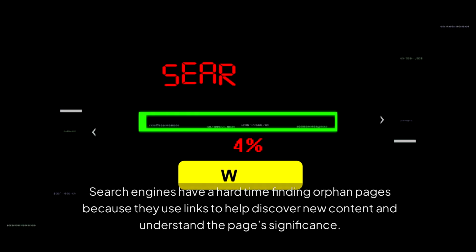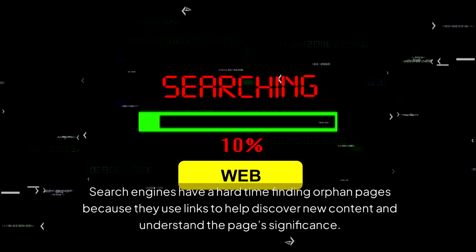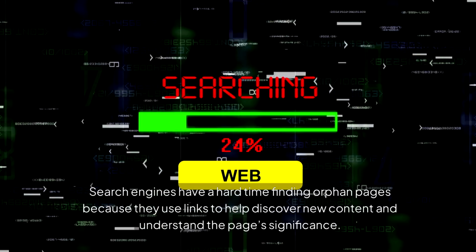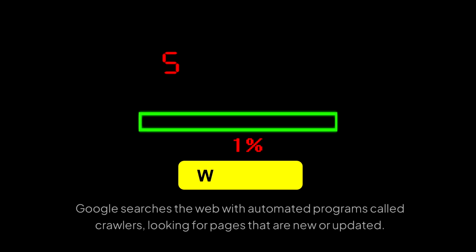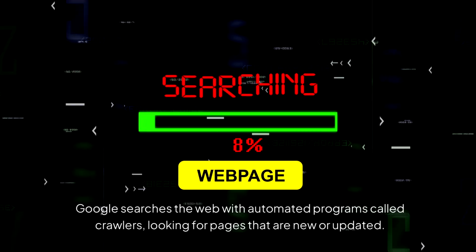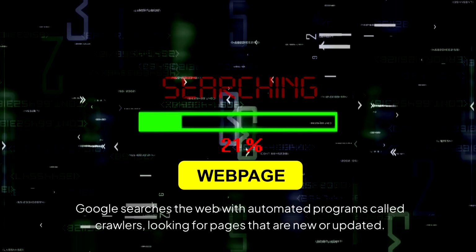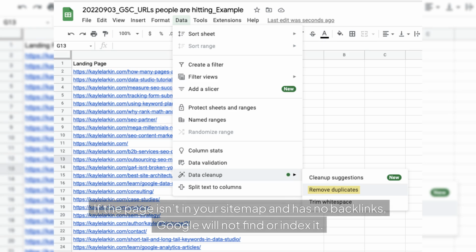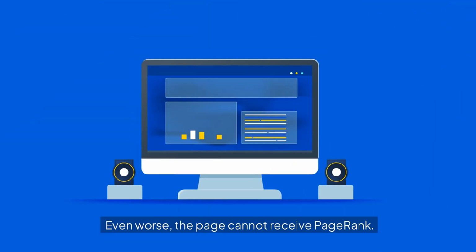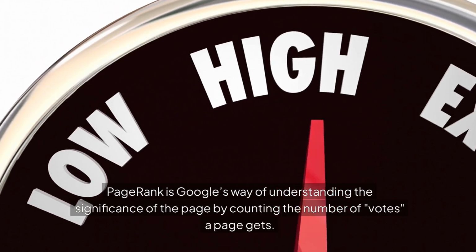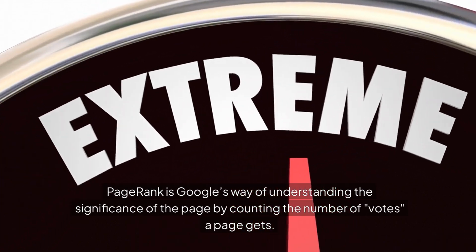Search engines have a hard time finding orphan pages because they use links to help discover new content and understand the page's significance. Google searches the web with automated programs called crawlers, looking for pages that are new or updated. If the page isn't in your sitemap and has no backlinks, Google will not find or index it. Even worse, the page cannot receive PageRank. PageRank is Google's way of understanding the significance of the page by counting the number of votes a page gets.